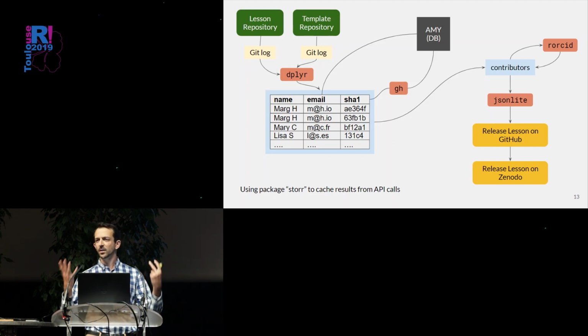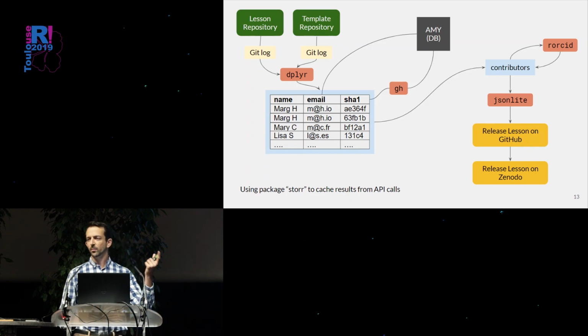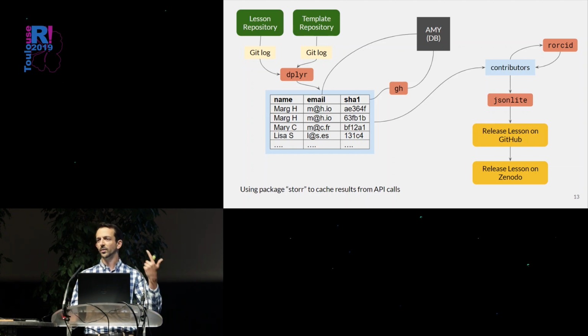Once we have this cleaned up version of the list of contributors, we use another rOpenSci package, orcid, that will use the ORCID identifier. So it's a long series of numbers and letters that is used to identify people individually. And from them, we can retrieve the name that they would like to use when they're being cited on a scientific paper. We then create a JSON file that gets pushed to the repository, and from there, Zenodo will look at the metadata for this release and generate the DOI.